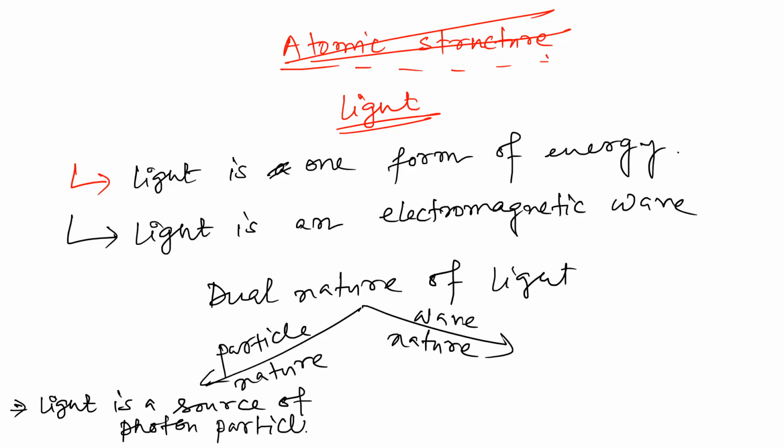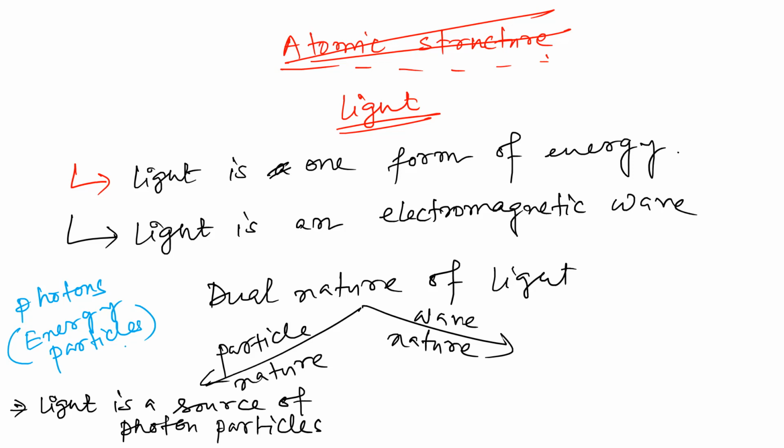Whenever we are considering the particle nature of light, we can say that light is a source of photon particles. That means the photons are known as energy particles. The photons are the energy particles.